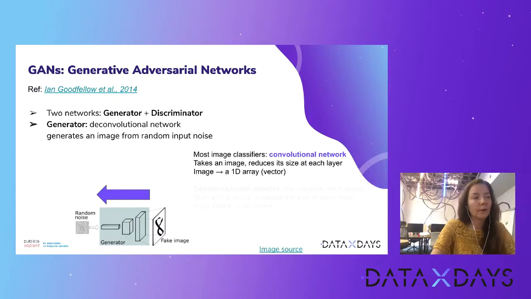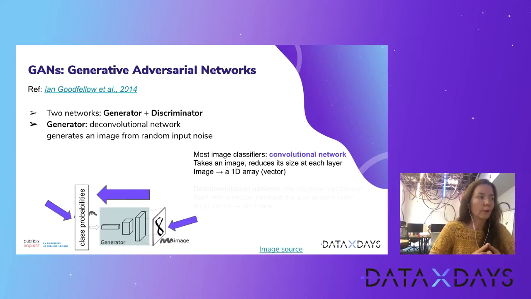So in a typical classifier, we would take an image, let's say the image of this 8 here, and we would pass it through the convolutional neural network that would, let's say, reduce its size at every layer. You can think of it that way. And then in the end, we would arrive at a one-dimensional array per image that would basically contain the class probabilities for the different classes. So that's the convolutional network.